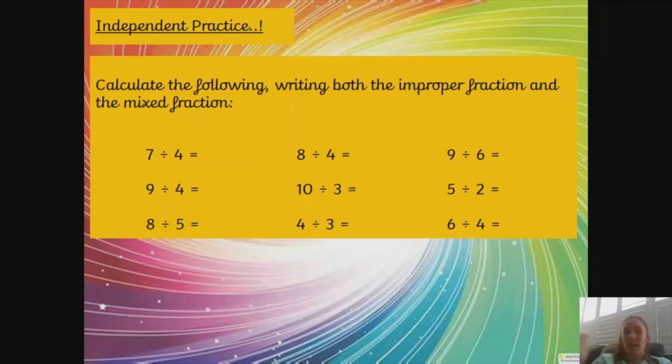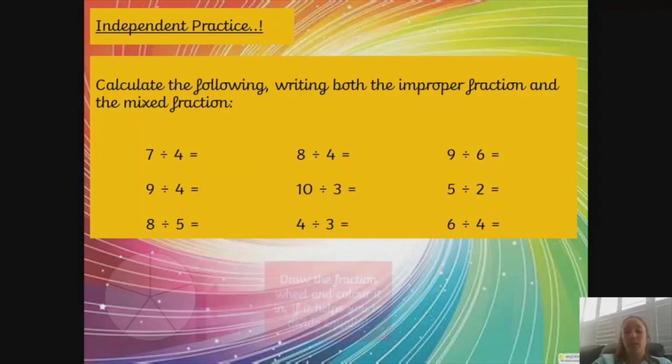Okay, so here is your independent practice. So calculate the following, writing both the improper fraction and the mixed fraction. Okay, so I'd like you to go through, answer those questions. So 7 divided by 4, 8 divided by 4, and for each one write it as an improper fraction, so your denominator and your numerator. So if it's improper, your numerator will be larger than your denominator. Okay, and then the mixed fraction. They might not all have mixed fractions, they might just be whole numbers.